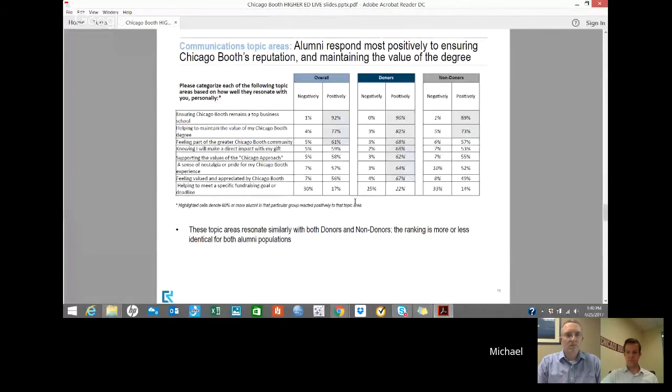So this is where we get into more specific communications topic areas. Not uncommon, this usually goes across the Chicago Booth student experience, from when they're applying to when they're students to after they're alumni. Some of these messages always resonate with a Chicago Booth alumni or student, which includes ensuring that Chicago Booth remains a top business school, and in particular, helping to maintain the value of their Chicago Booth degree. You'll see that these are the top ones, highlighted in blue. So in general, being the best and having impact is what resonates the most with alumni.